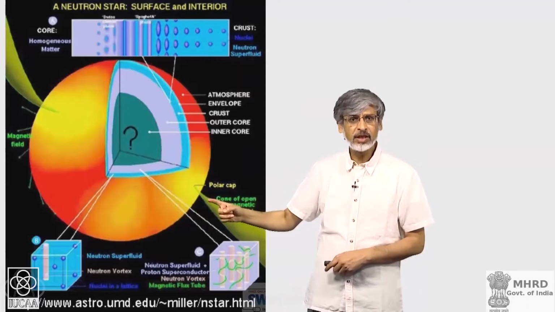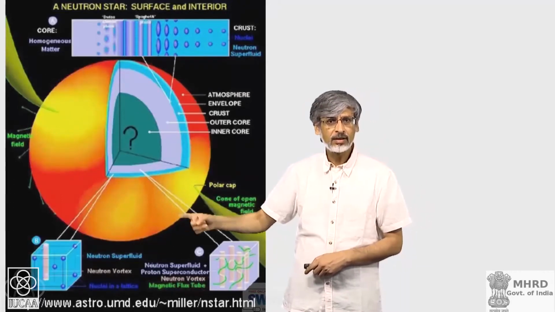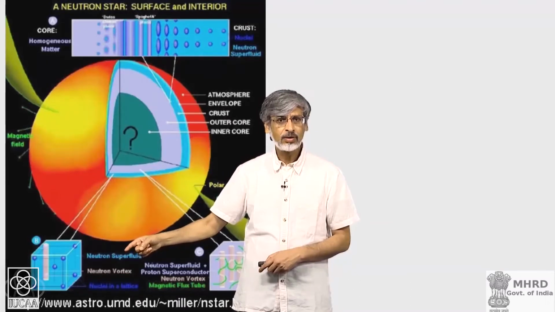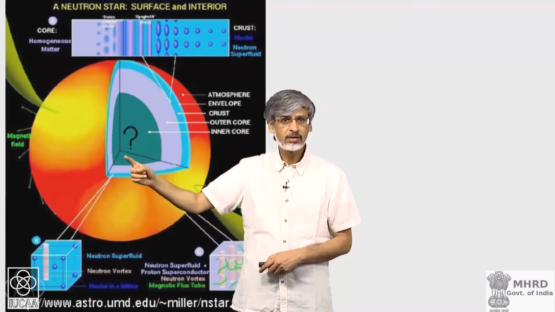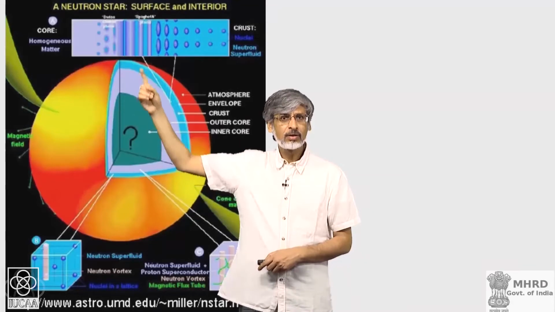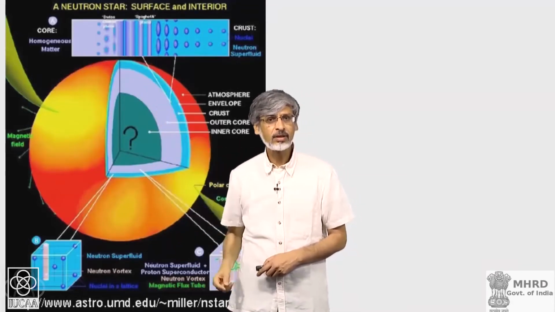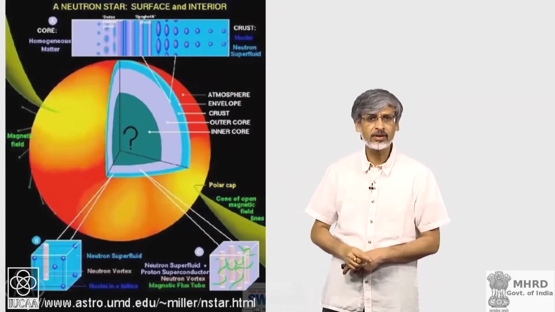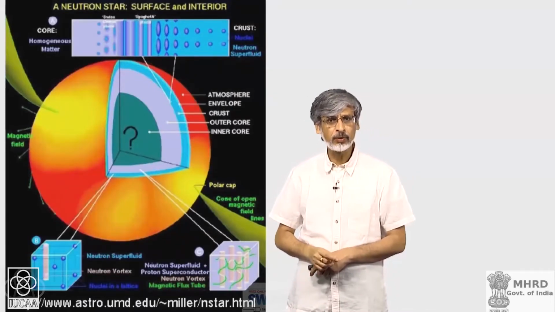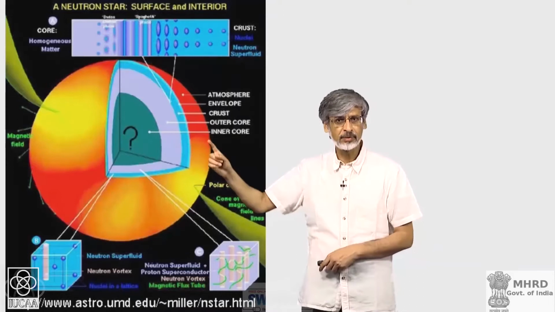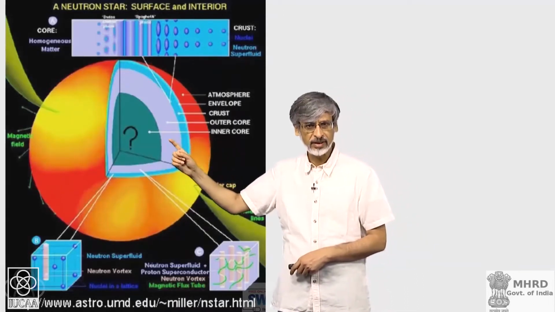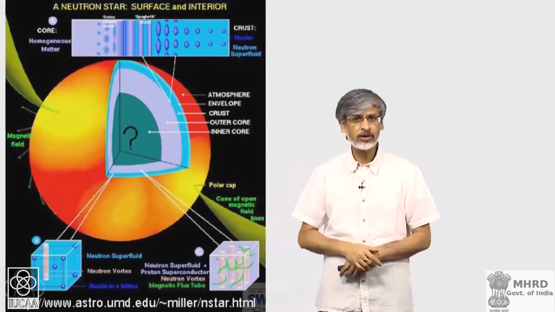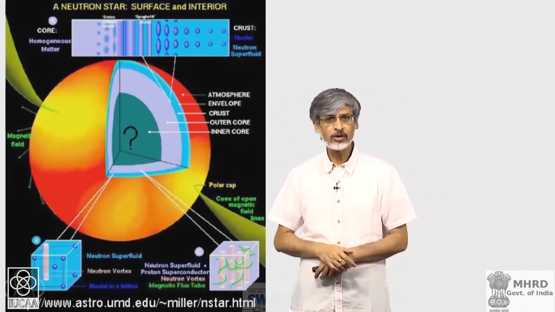What is also mentioned here is that the neutrons form a superfluid in this region. Wherever the free neutrons are present, both in the core and in the inner crust, you have a neutron superfluid which is present there. And in the core, where also free protons are present, the protons form a superconductor.